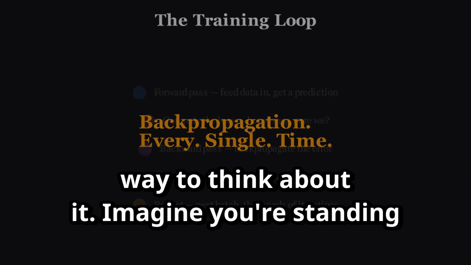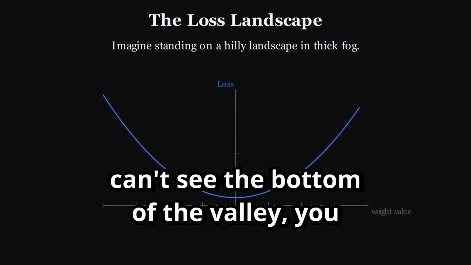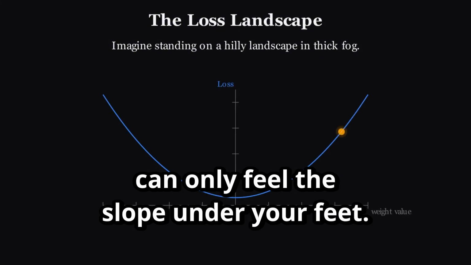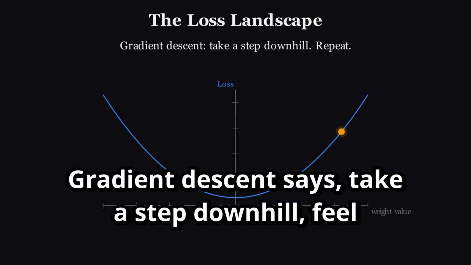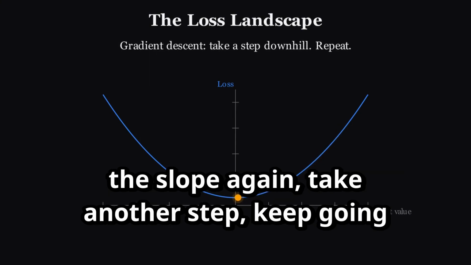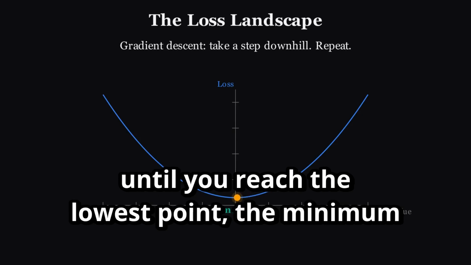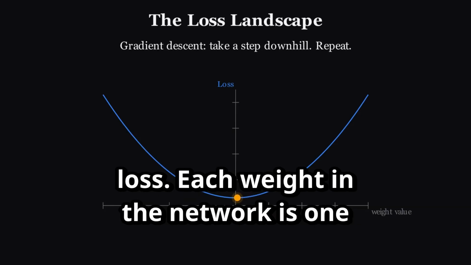Here's one more way to think about it. Imagine you're standing on a hilly landscape in thick fog. You can't see the bottom of the valley. You can only feel the slope under your feet. Gradient descent says, take a step downhill, feel the slope again. Take another step. Keep going until you reach the lowest point, the minimum loss.